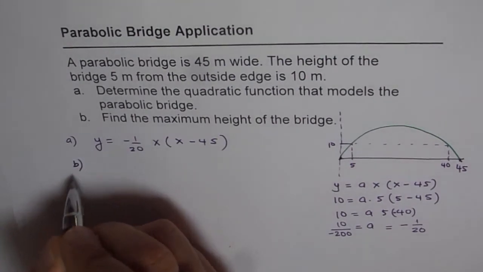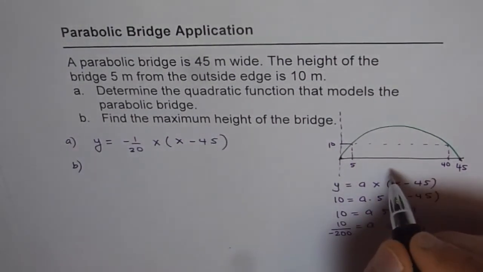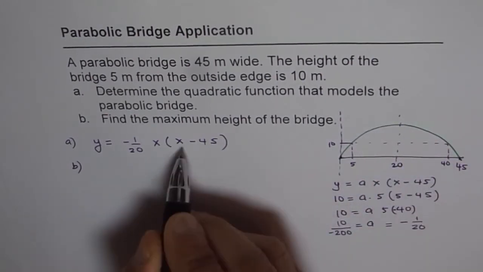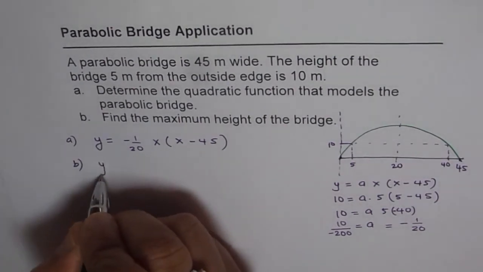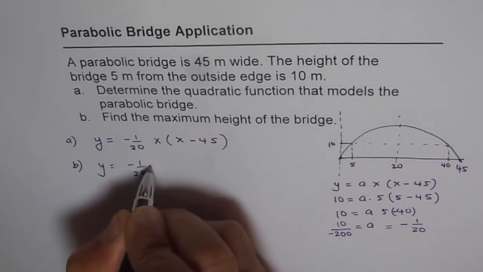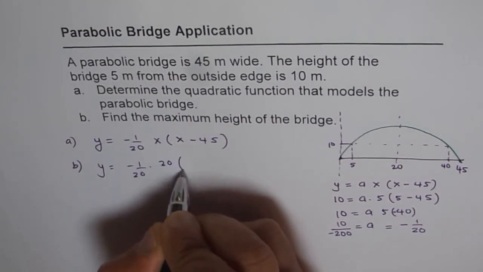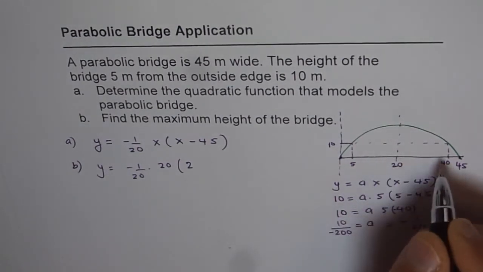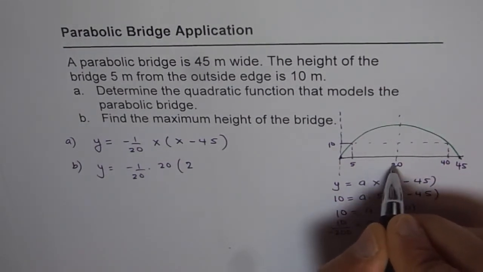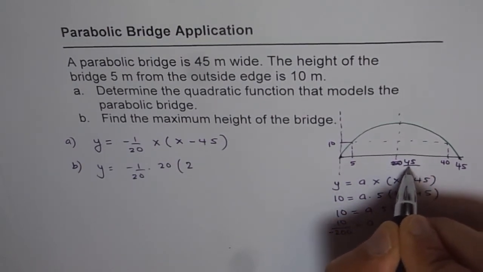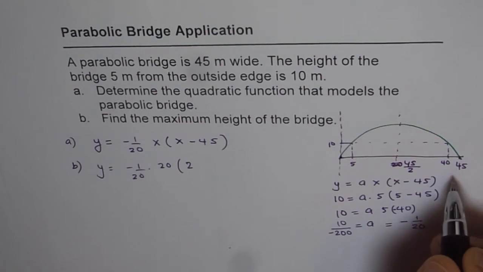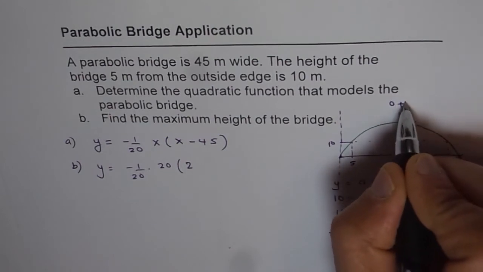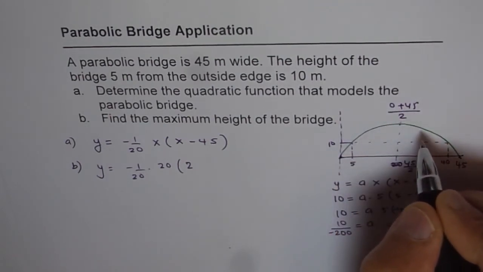Now part B is find the maximum height of the bridge. The maximum height of the bridge will be right in the center. So we can substitute that here and find our equation. So we get y equals minus 1 over 20 times x, where x is not 20 but half of 45, sorry, 22.5. So it will be 45 divided by 2, right? Half of 45, so midway in between. So maximum will be at 0 plus 45 divided by 2. That is the axis of symmetry, correct?